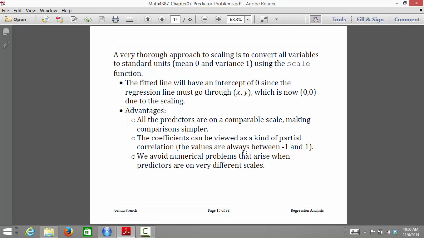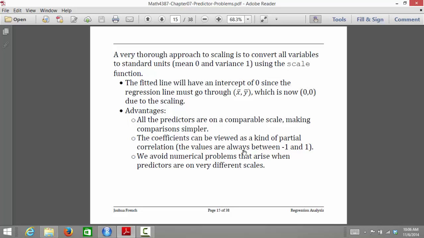response variable and the predictor variables to standard units, mean 0 and variance 1, using the scale function. The scale function is a built-in function in R, and that's exactly what it does. It subtracts off the mean from each variable and then divides by the standard deviation so that the variable has mean 0 and variance 1. And if you do that, then your fitted line is going to have to go through an intercept of 0, since your regression line is always going to go through x bar, y bar. But now x bar and y bar are going to be 0, 0, and so our intercept has to be 0 in that case. So what are some advantages of doing this?